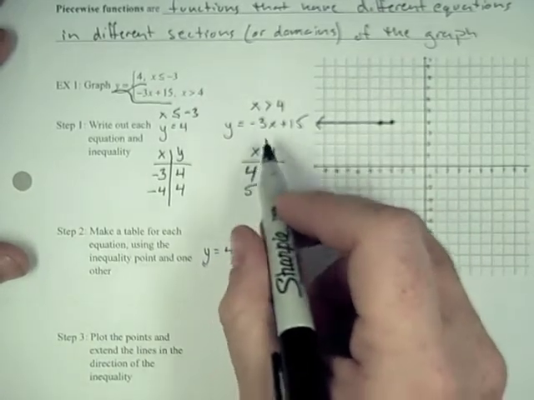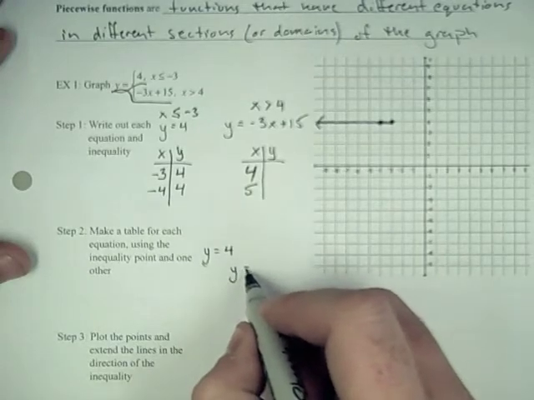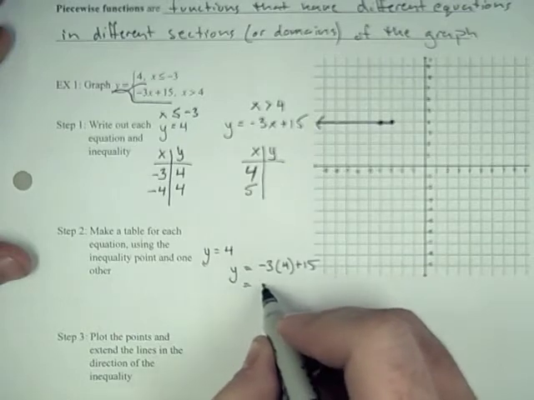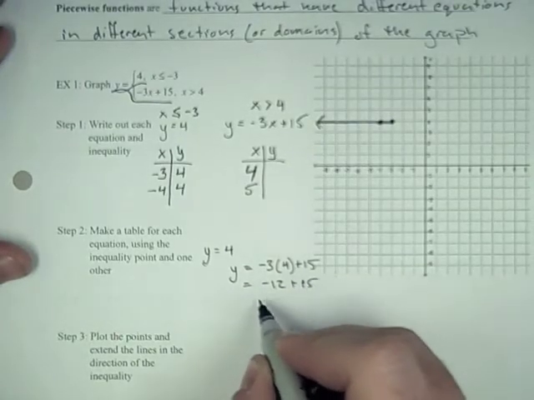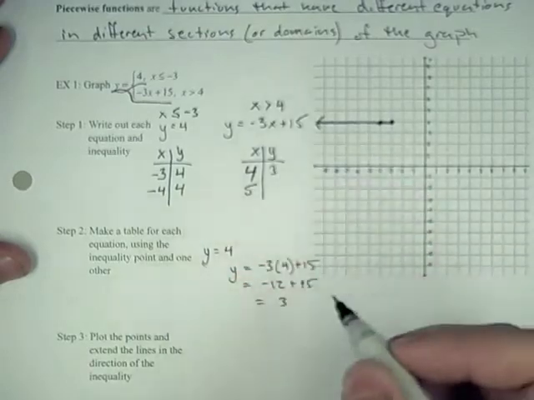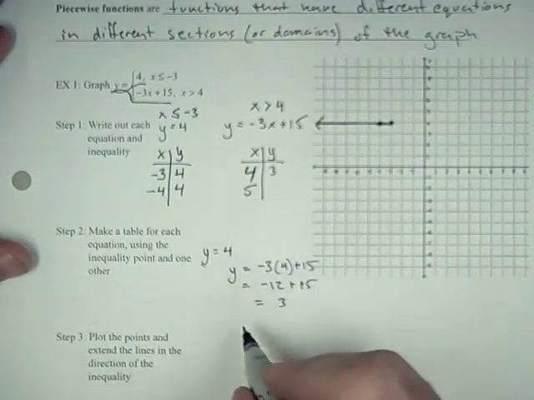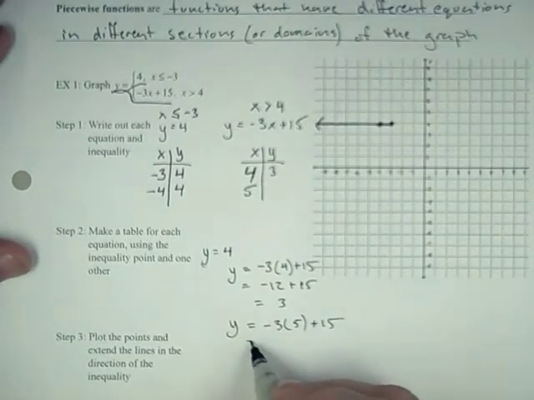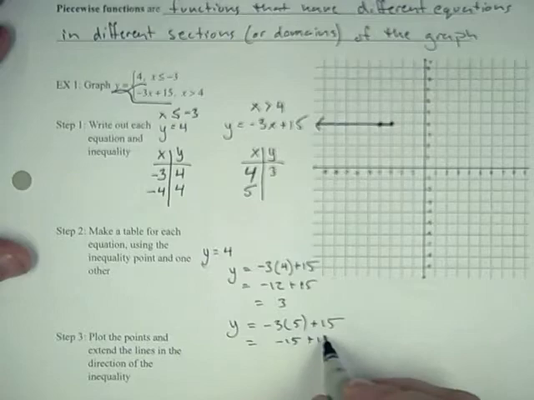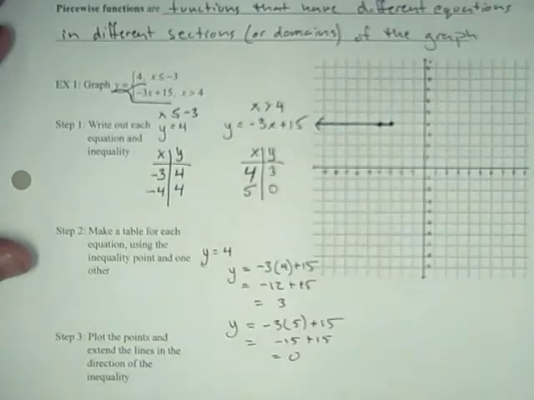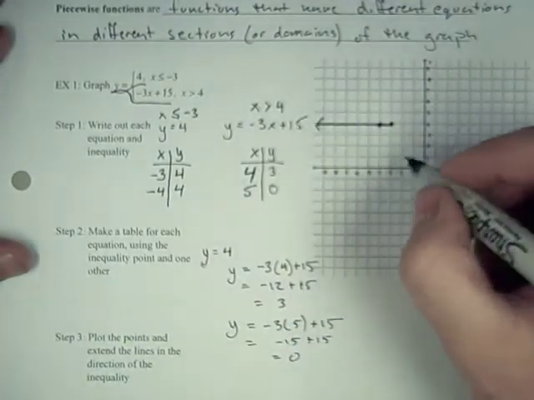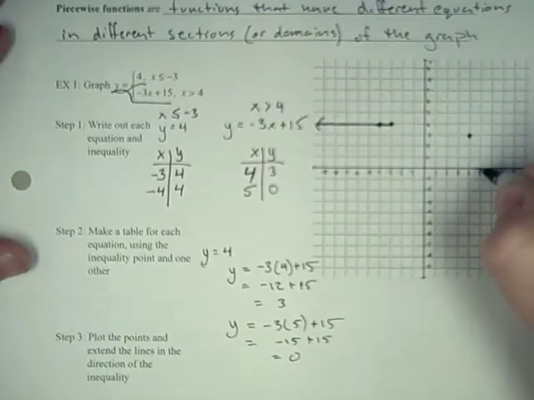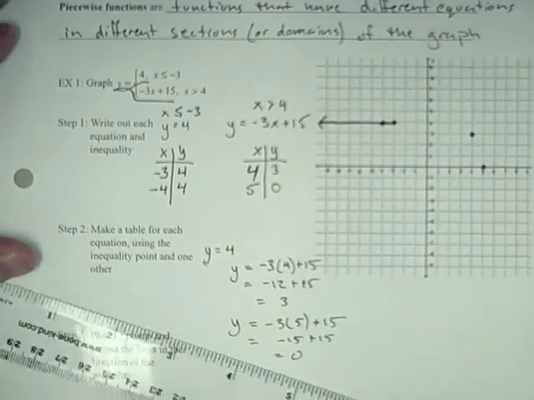Here, we plug these x's into that equation. Y equals -3 times 4 plus 15, which is -12 plus 15, which is 3. So I go ahead and I put that in there. And then do the same thing with 5. Y equals -3 times 5 plus 15, which is -15 plus 15, which is 0. Go ahead and plot those points. 4, 3, and 5, 0. And draw your line.